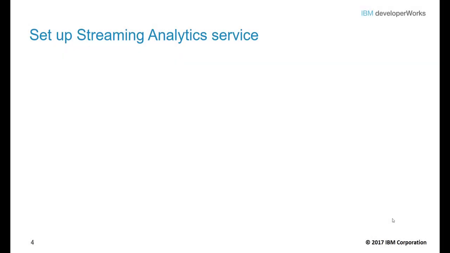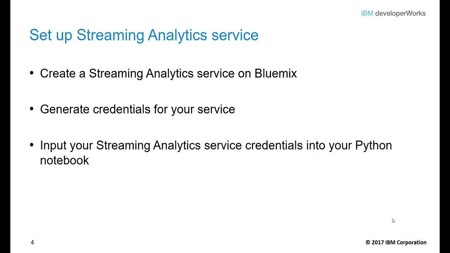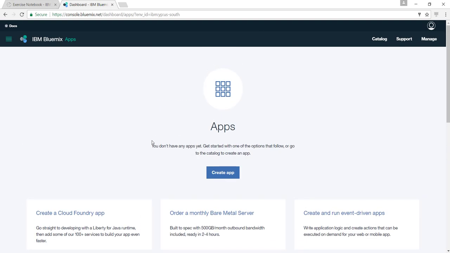The next part of the setup involves your Bluemix account. Before you can continue, you will have to create a streaming analytics service on Bluemix, generate credentials for your service, and input these credentials into your Python notebook. Once you have created and logged into your Bluemix account, you will need to create a streaming analytics service. If you do not see this screen, click on the IBM Bluemix button.